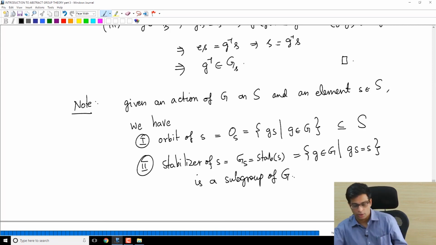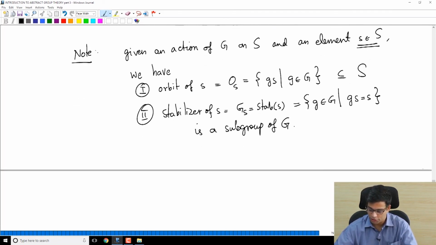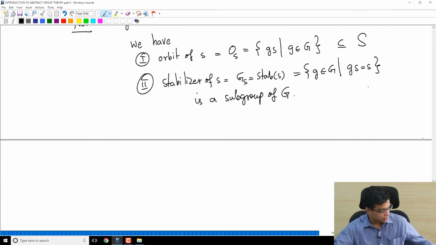Right? This is the situation now. So we have attached to a single element of capital S something called the orbit, which is a subset of capital S. Remember, capital S is just a set, so we can't talk about a subgroup or anything like that. It is just a subset. The stabilizer is a subgroup of capital G. So there are two things. And I will do in a later video examples of stabilizers in more detail.